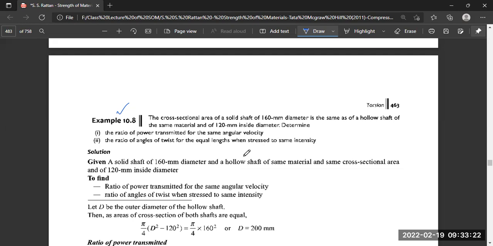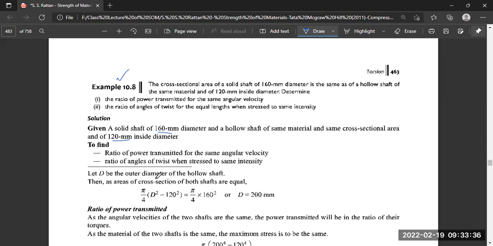So what is given here? The solid shaft of 160 millimeter, its diameter is given. The hollow shaft is of the same material and same cross-sectional area, and the inner diameter is also given. Next, let the outer diameter of the hollow shaft be D. As the cross-sectional areas are equal, pi by 4 into (D squared minus 120 squared) is equal to pi by 4 into 160 squared, or D is equal to 200 millimeter.